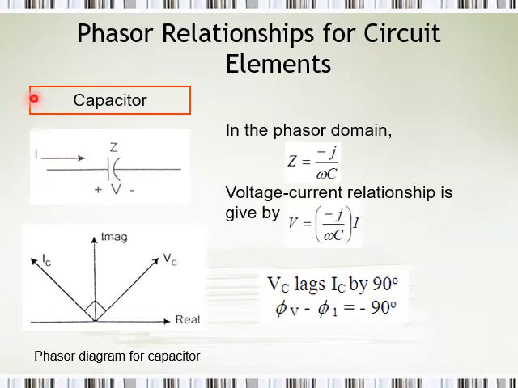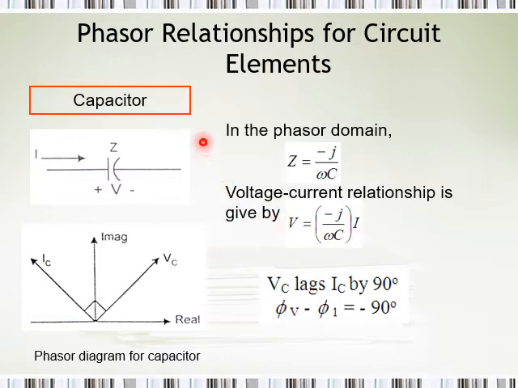Next, we have the capacitor. The phasor relationship for the circuit element, capacitor. In the phasor domain, the impedance of the capacitor is equal to minus J over omega C. So the voltage current relationship is given by V equal to minus J over omega C multiplied by I.